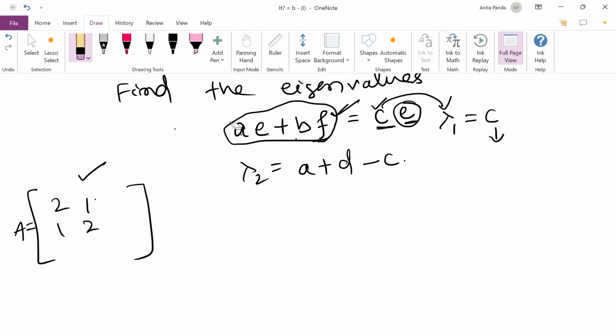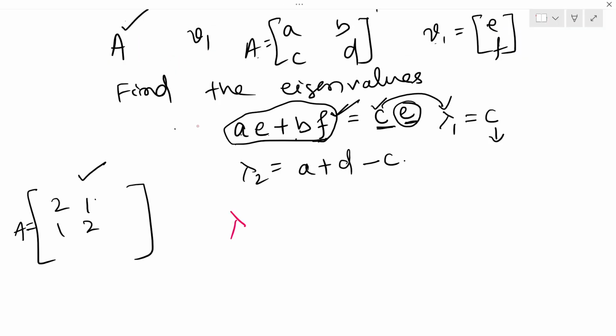What are the eigenvalues of this matrix? First of all, I hope all of you know that one line formula for the characteristic equation. The characteristic equation for A is lambda square minus 4 lambda plus 3 is equal to 0. So what are the eigenvalues here? Eigenvalues are 1 and 3, 3 and 1.